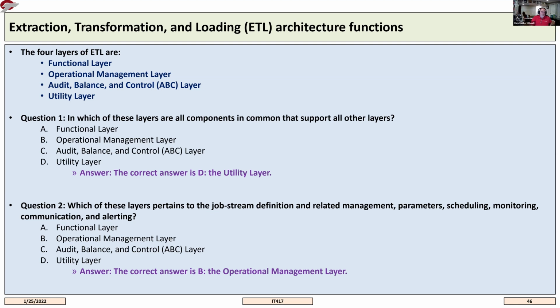Which layer pertains to job streaming, definition related management parameters, scheduling, monitoring, communications, alerting? That would be the operational management layer, where you're actually trying to make use of the system, where you're trying to monitor what's going in, what's going out, trying to find alerts on when data hits anomalous conditions that are streamed in or entered into the database in a way that can be incorrect or cause issues later on down the line. So you want to manage how data gets checked in and analyzed so that you can avoid errors long term causing you problems.